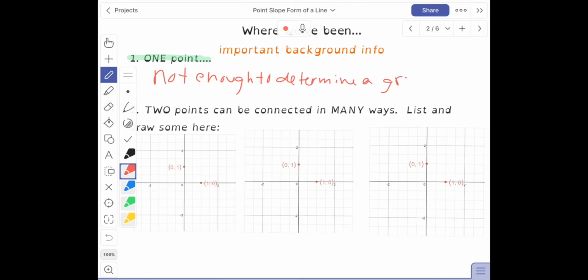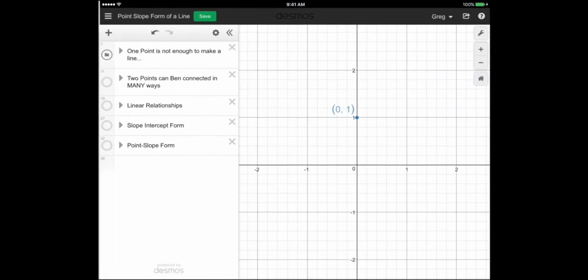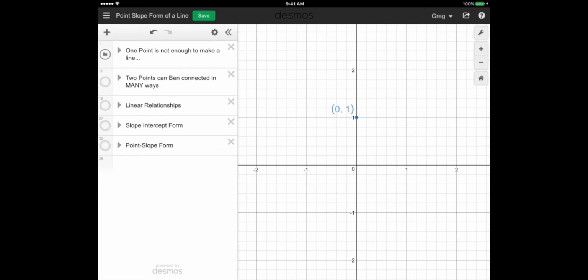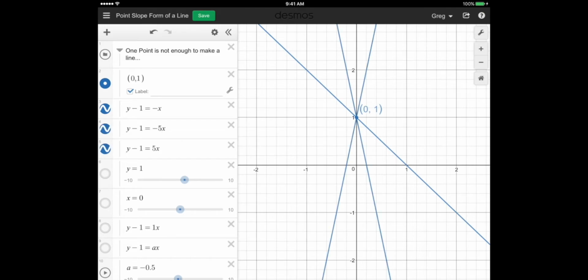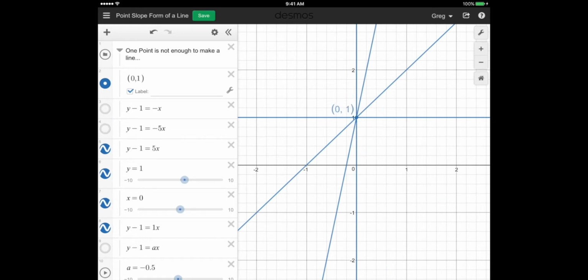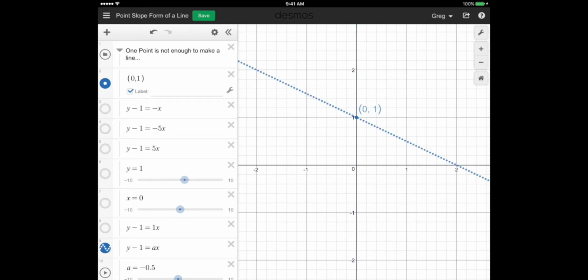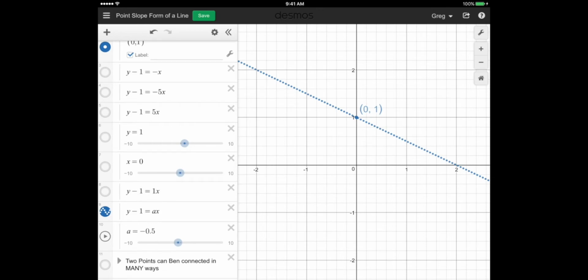So if we go look at a quick graph, I'm going to place a point on that graph. So I have the point (0, 1) right here. And if I just place that point, I have a ton of lines I could go through it. This one goes through it, that one does, this one does. So actually, I could put an endless number of lines going through that 1 point.